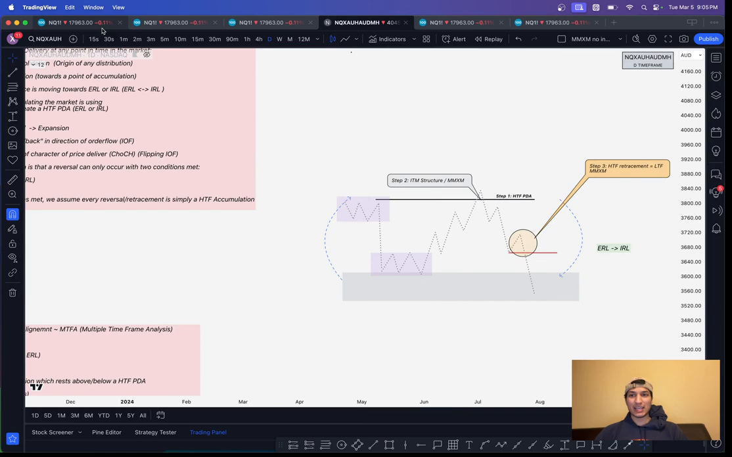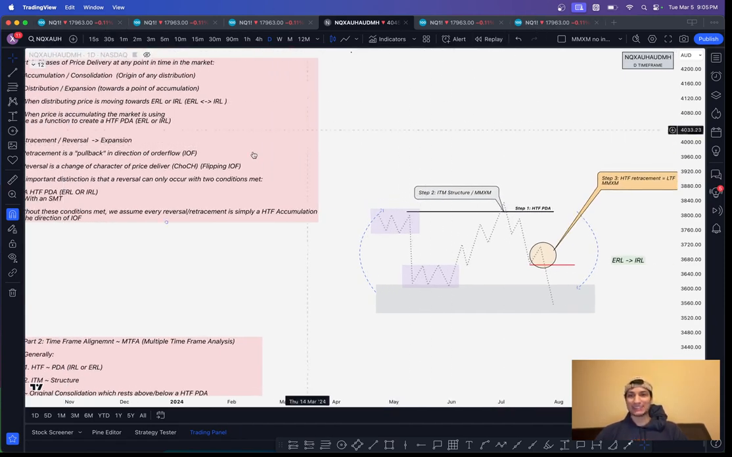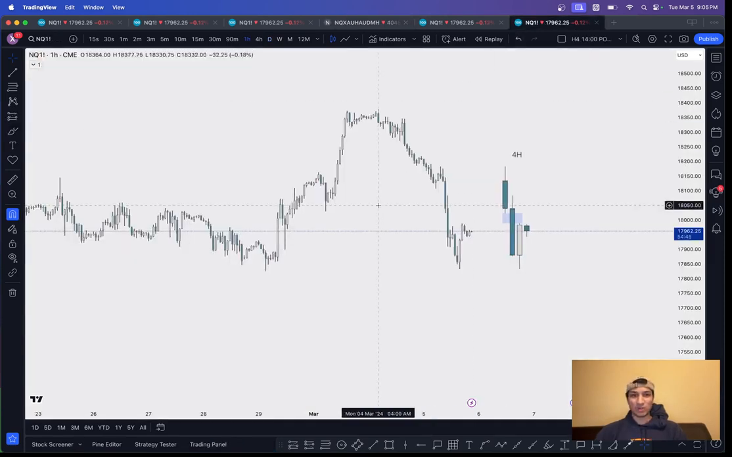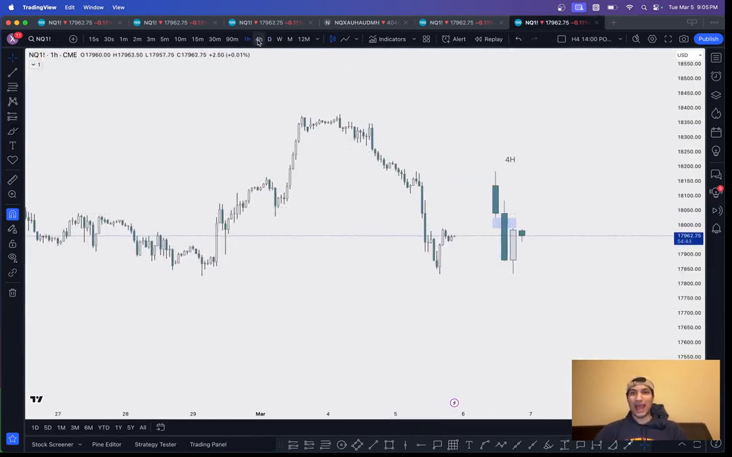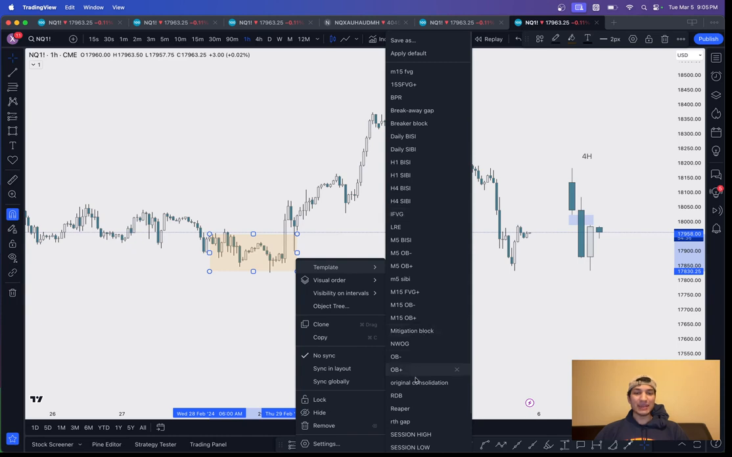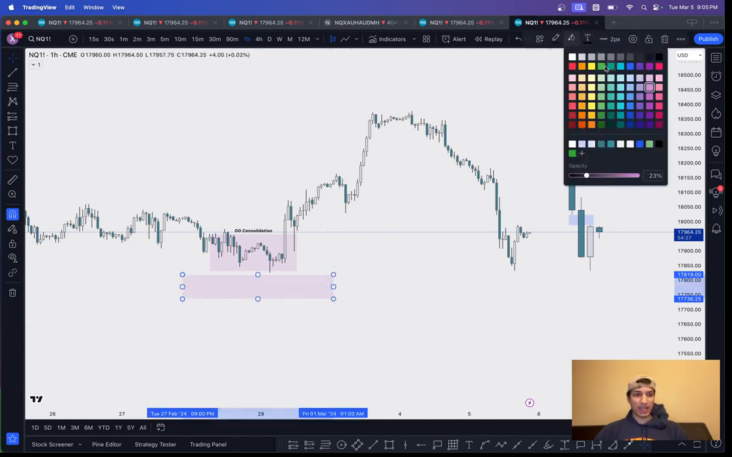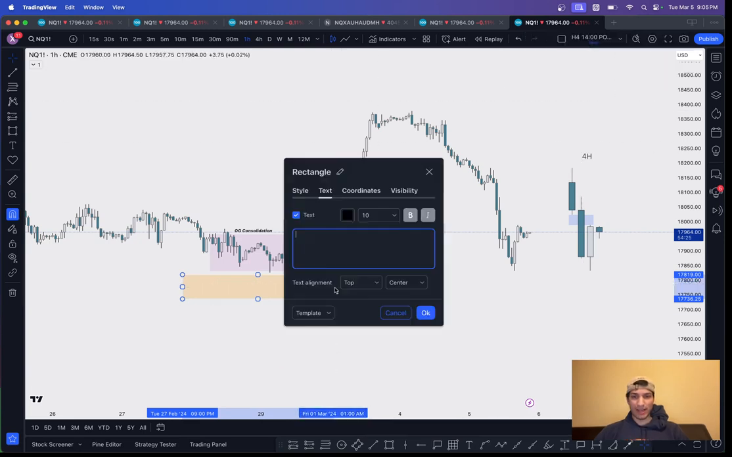Now, you don't have to take my word for this. I implore you to go into your charts and backtest this exact thesis. For example, if I pull up an hourly chart here and look for a point of accumulation, something like this, I can immediately say, without looking at my higher time frame chart, that below this consolidation is going to rest a daily higher time frame PD array. So I know right now that there's going to be a higher time frame daily PDA here.